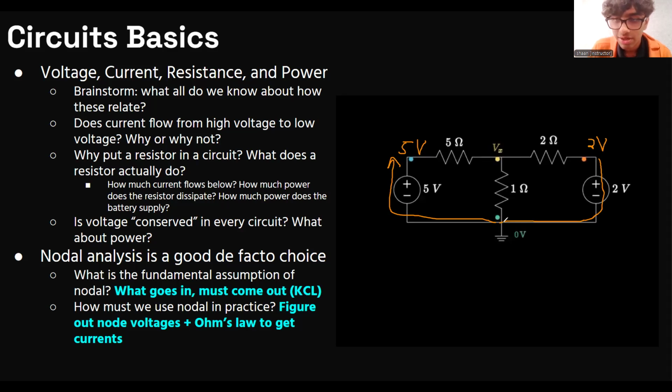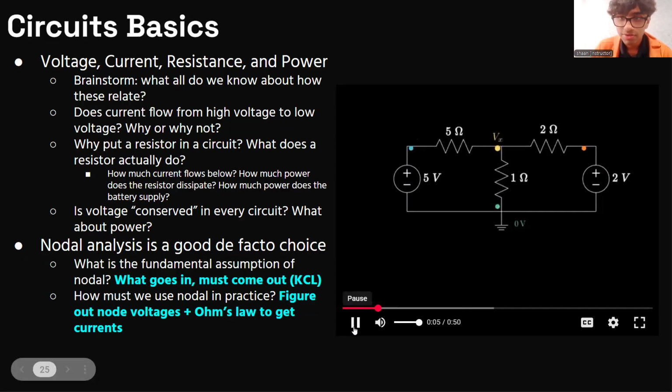I want to do the same thing here, but I don't know how much voltage is dropped across this resistor. So I have to give it a variable, Vx. So that's step 1 for nodal: label all your node voltages, even if you're labeling with variables. So we're going to label our voltages.